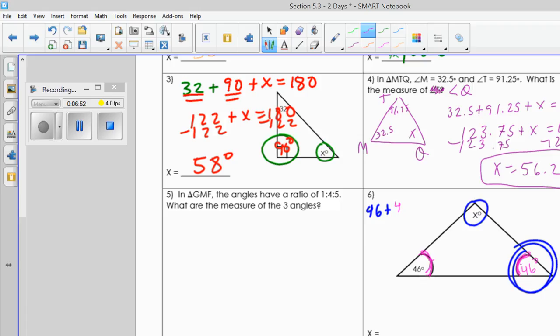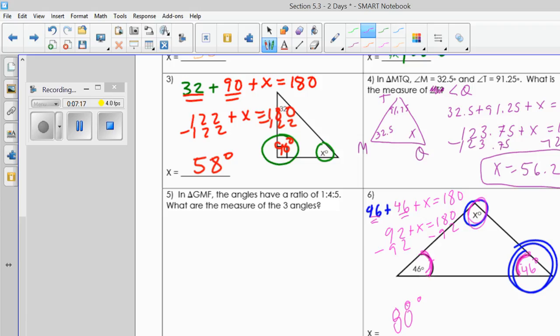So we're going to go 46 plus X, this angle up here, equals 180 because it's a triangle. So we combine like terms. 46 plus 46 is 92, plus X equals 180. We're going to subtract 92, and you're going to get X equals 88 degrees. Awesome. All right, here we go. Back to number 5 now.